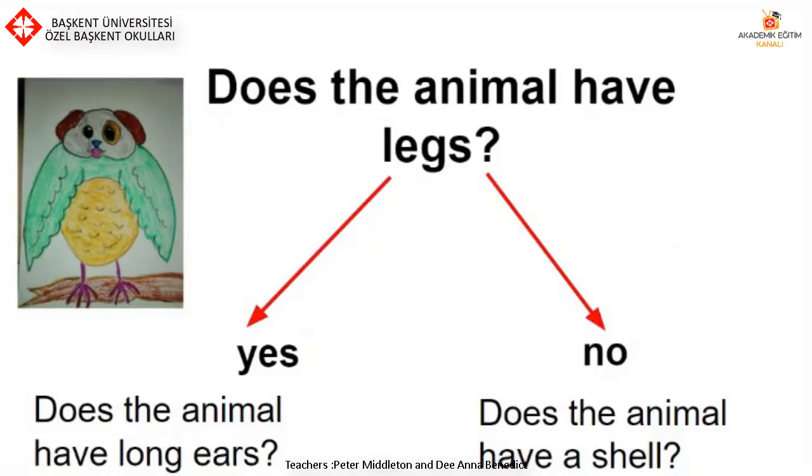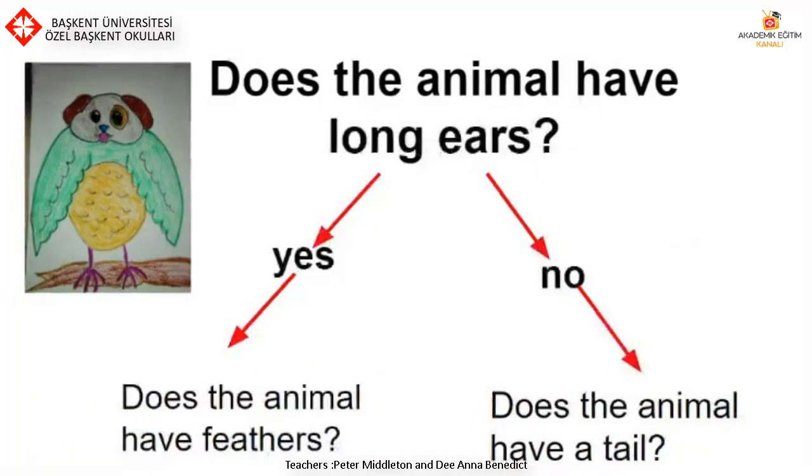So you can see there's one question. Does the animal have legs? Yes or no? And then two separate questions. Does the animal have long ears? And does the animal have a shell? Look at the picture. Try to answer yes or no to these questions.